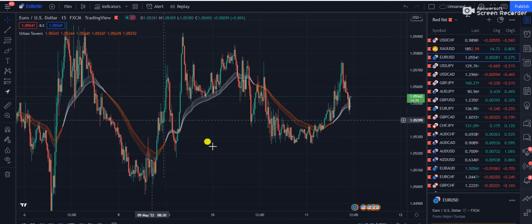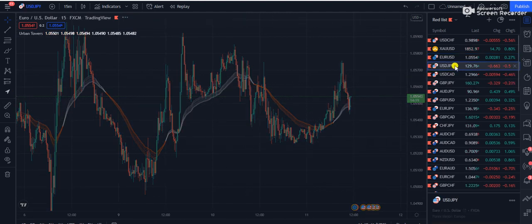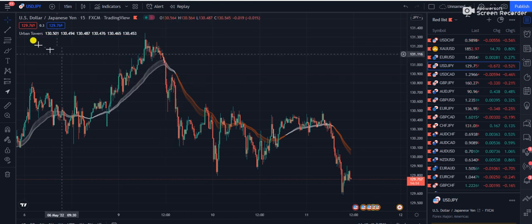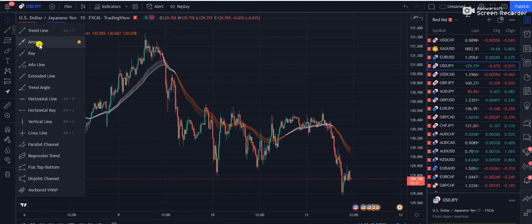Okay, so it's a kind of a middle pattern on euro USD. I'm not going to talk about it. Look, this is the trend pattern. Look, the downward trend is working on USD JPY.